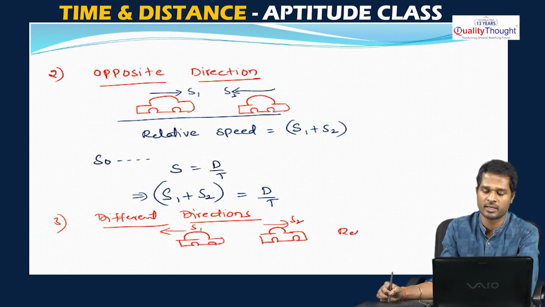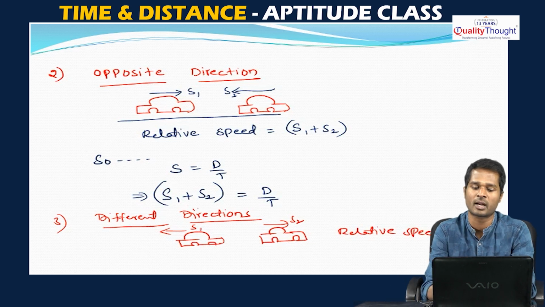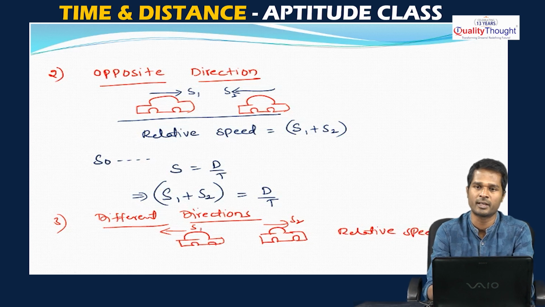So in this case the relative speed will become 0. You cannot find out the answer because it will be 0, because they are not at all going to be in contact with each other. They are not at all going to cross each other. So one is moving this direction, another is moving that direction. So the relative speed will become 0.